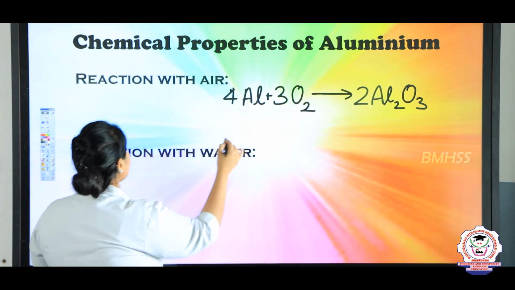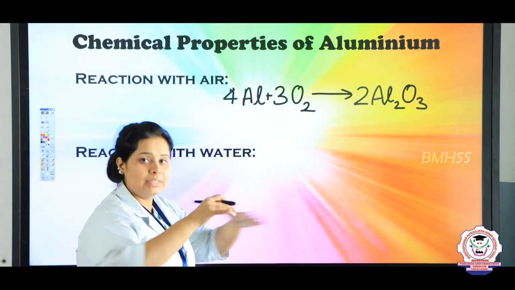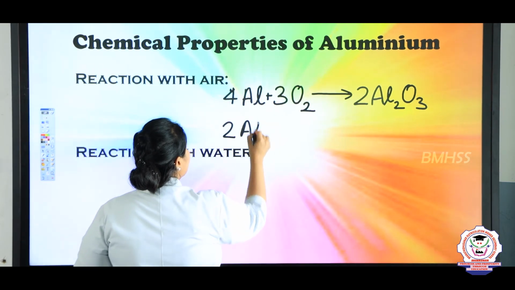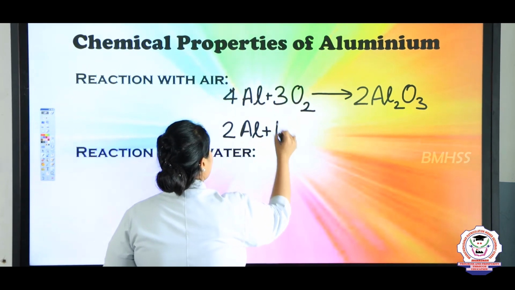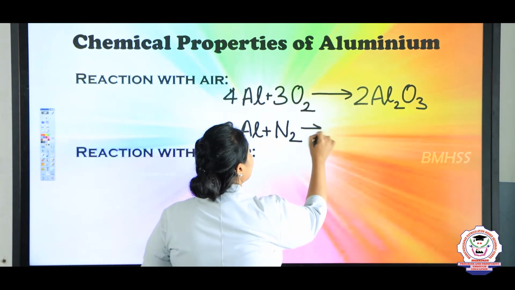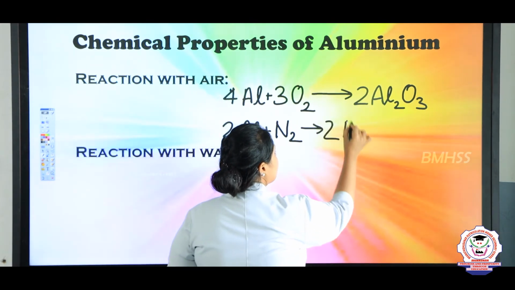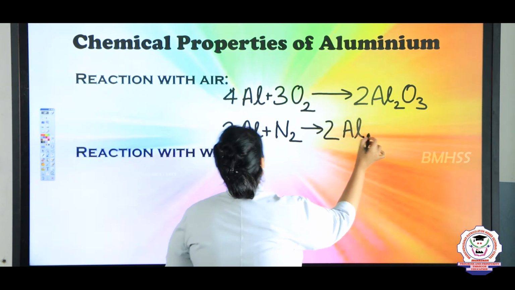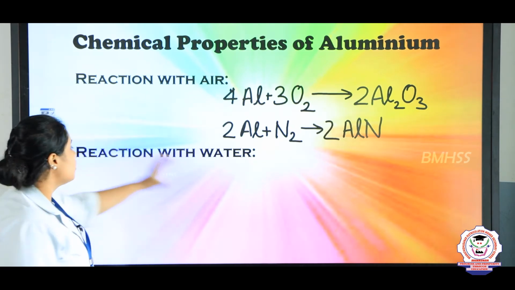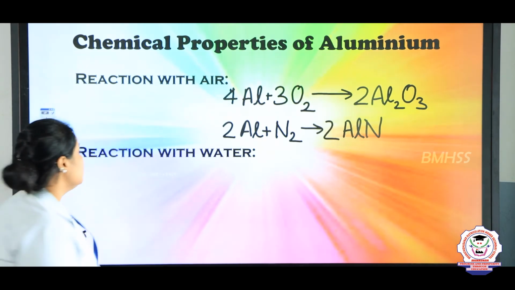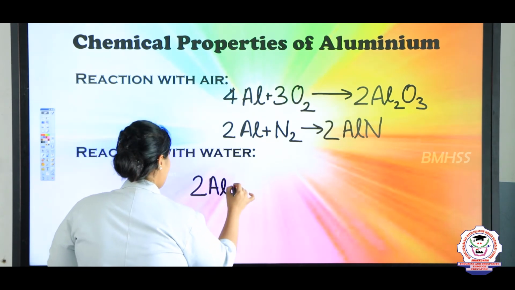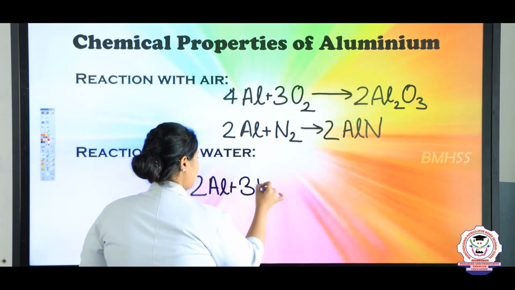In the same way, if it reacts with the nitrogen present in the air, the reaction will go on as 2Al plus N2. Okay? So a nitride will be formed, and the nitride is aluminium nitride. In the same way, if you are taking water and reacting it with aluminium, the reaction will go on as 2Al plus 3 molecules of H2O.